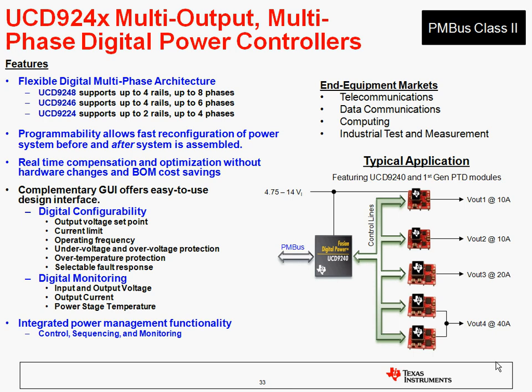So here's an example of a Class 2 digital product, and this is the UCD 9240 series. These are really flexible multi-channel controllers that are used with external drivers and/or powertrain modules, so that you can create a dual channel, 2-phase, a single channel, 4-phase, or 4 single channel devices using exactly the same controller. So it's very, very programmable, very flexible, so it can be used in a lot of different applications.